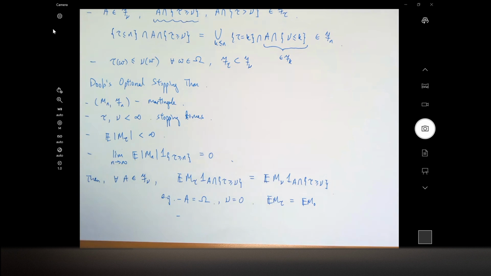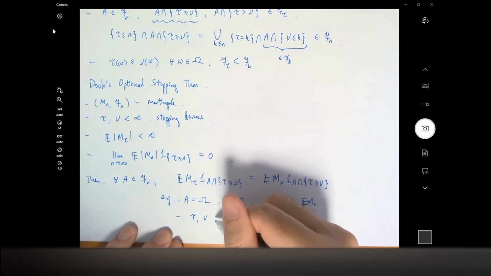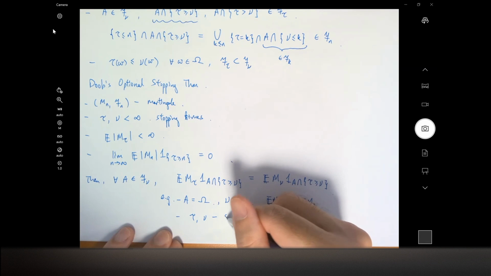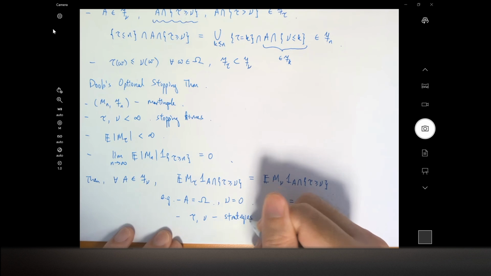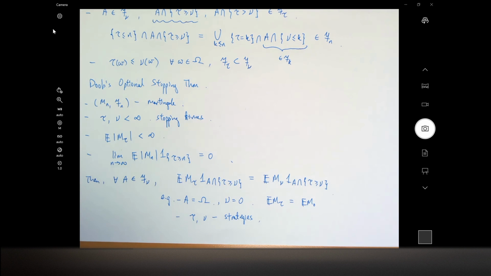Another example is again tau and nu. These are two strategies, two different stock selling strategies. So what does it say? It says that this event A is inside F nu, meaning that my strategy nu, or my stopping time nu, has basically full information about this event A. So when my process stops at nu, I am able to compute the probability of A. I have full information about A.